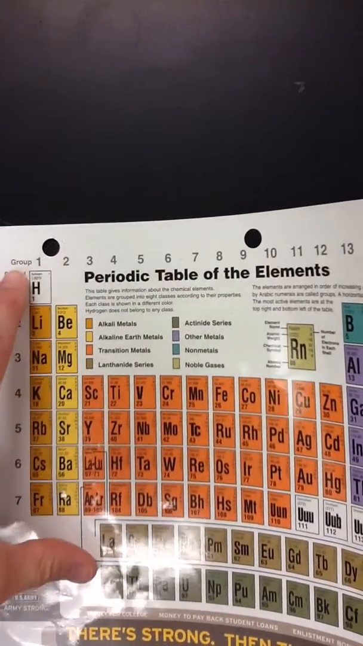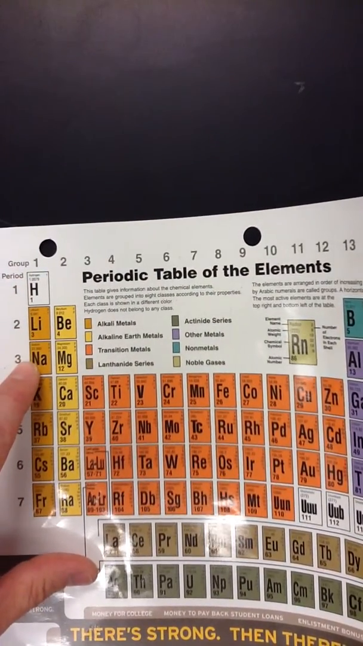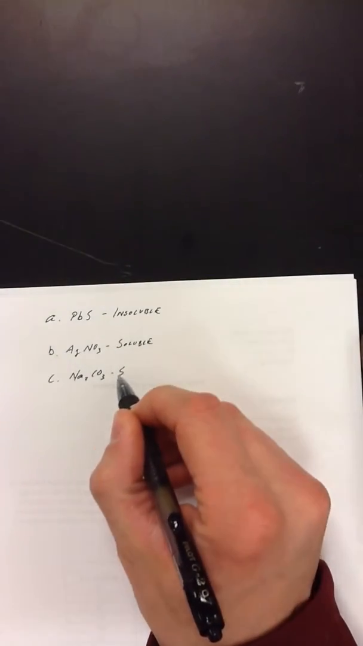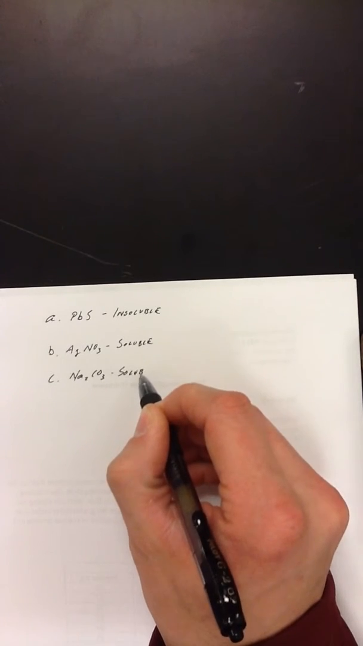When we look at the exceptions to the rule, it says that most carbonates are insoluble except for group 1A carbonates. So again, we look here at our periodic table, we look down group 1A, and lo and behold, there is sodium. We know that sodium carbonate actually dissolves in water, so soluble.